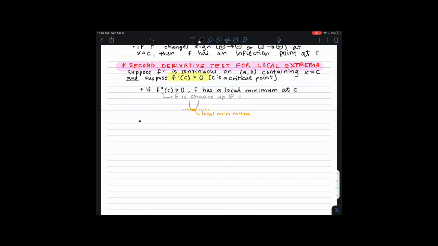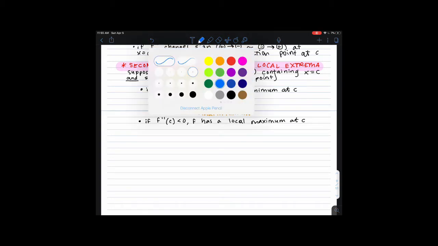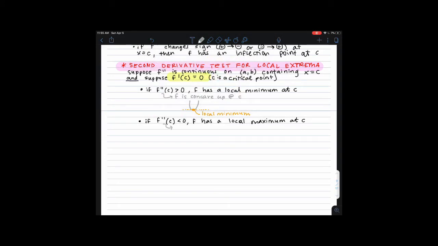The second part is very similar. It states that if f double prime of c is less than 0, f has a local maximum at c. So again, when our second derivative is negative, f is concave down at c, so it's going to look something like this. Remember, down like a frown. We know our slope is 0 because we said that c is a critical point, or f prime of c is equal to 0, so it must be this guy up here, which is a local maximum.